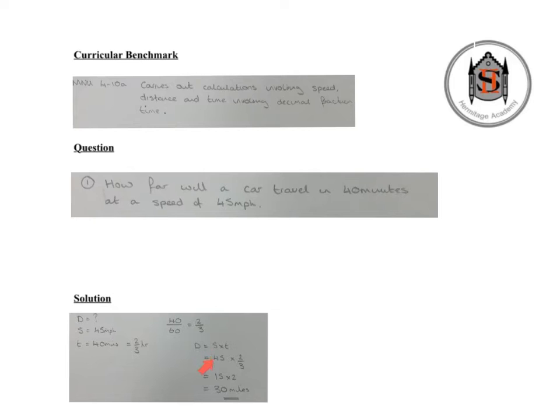We again fill in what we know, so 45 times 2/3, which simplified down gives us 15 times 2, and 15 times 2 is 30, so the final answer to this question is 30 miles.